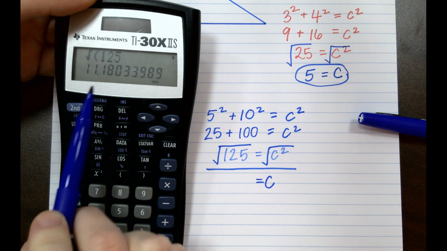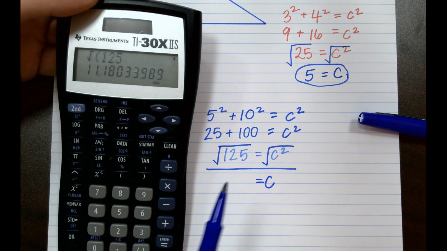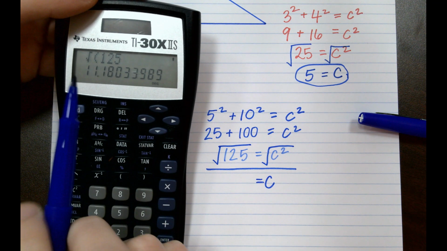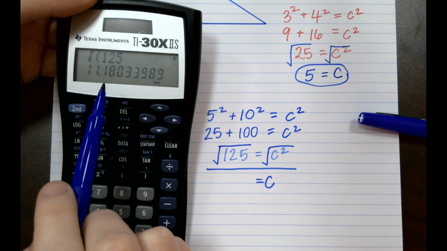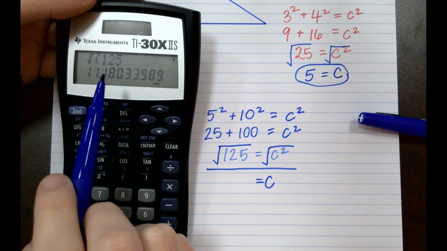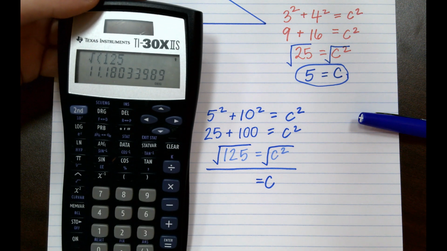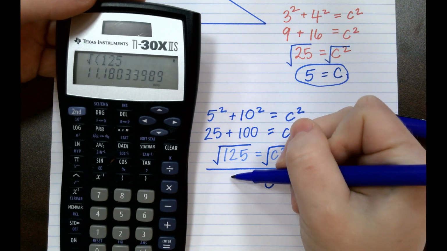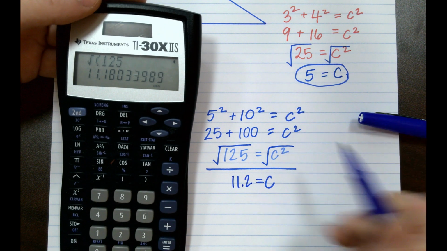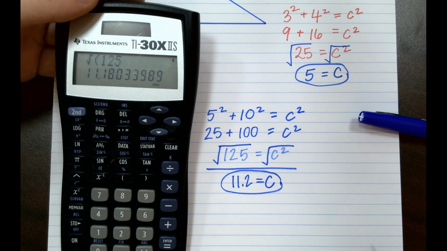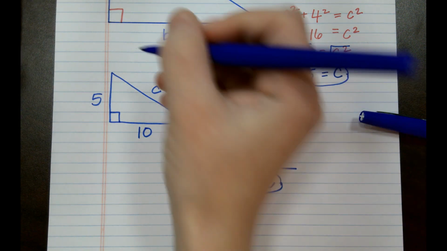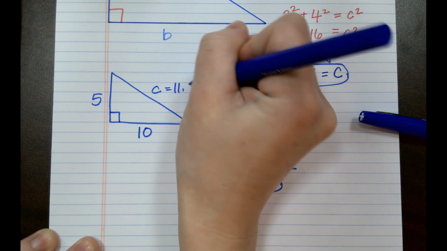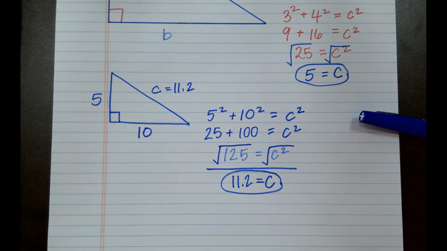Let's go to the tenths place, so the first decimal point. If I have 11.18, would I round up to 11.2 or down to 11.1? Right, up to 11.2. Perfect. So c is 11.2. Awesome, awesome, awesome.